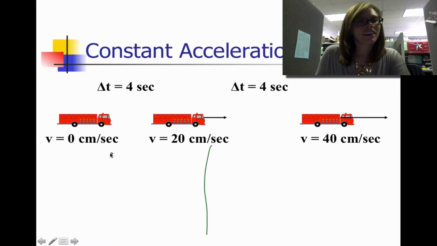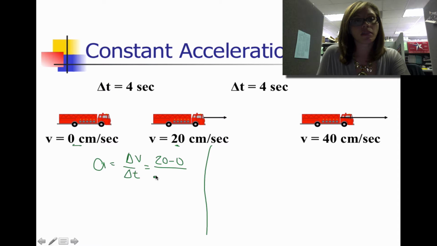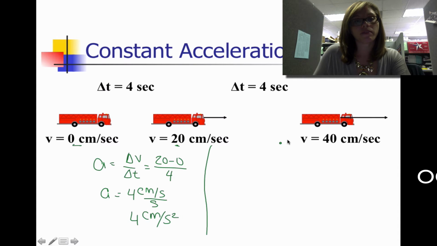Welcome back. Okay, so acceleration is a change in velocity over a change in time. It's final, so in this case it'd be 20 minus initial, which in this case is 0, over change in time, which is 4. So our acceleration is 4, and look at the units, it's centimeters per second on top, per second on the bottom. Another way of writing that is 4 centimeters per second squared.